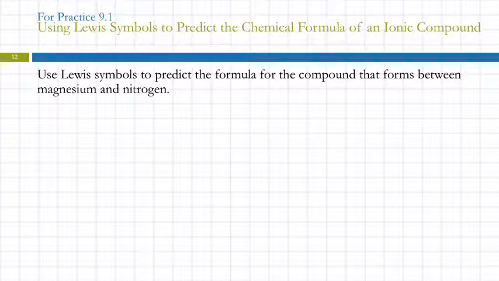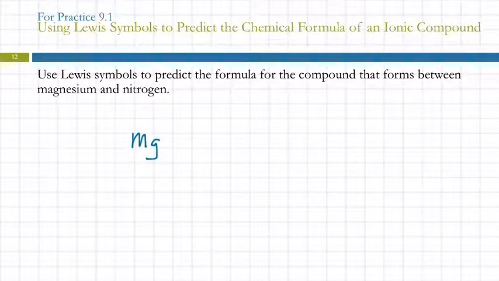So let's do an example. Let's use Lewis symbols to predict the formula for the compound that forms between magnesium and nitrogen. Now, we learned to do this based on charges and stuff, but we're going to use Lewis symbols to do this. So we've got magnesium and we've got nitrogen. So the Lewis symbol for magnesium, we've got Mg.